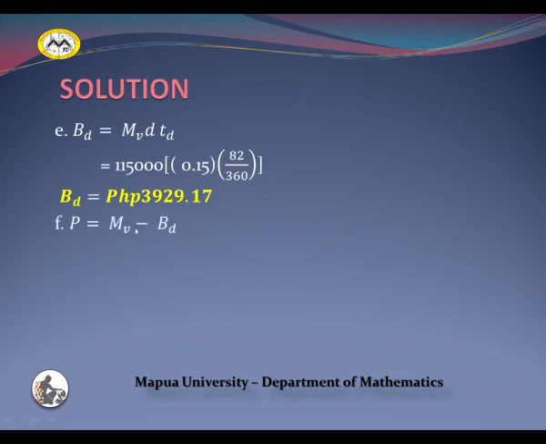And then finally, finding the proceeds, it can be the difference between maturity value and the bank discount. So maturity value is 115,000 and the bank discount is 3,929.17. So then the proceeds is 111,070.83.